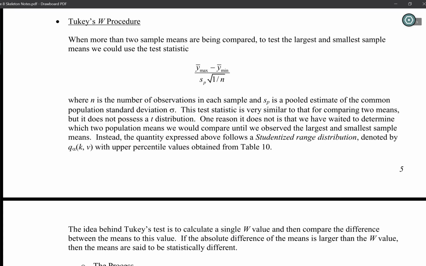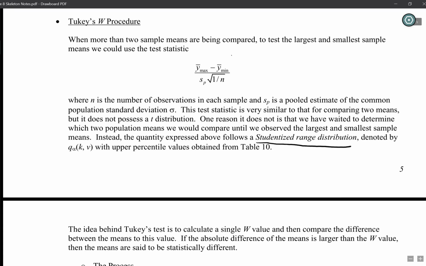Now, Tukey's W procedure here, there's a lot of text here to set up this procedure. But basically, the procedure says let's compare the largest sample mean and the smallest sample mean. And it does that through this statistic here. And with that statistic, we have what's called Tukey's W procedure. Now it turns out this statistic does not follow a t-distribution. Rather, it follows this particular distribution called a studentized range distribution.